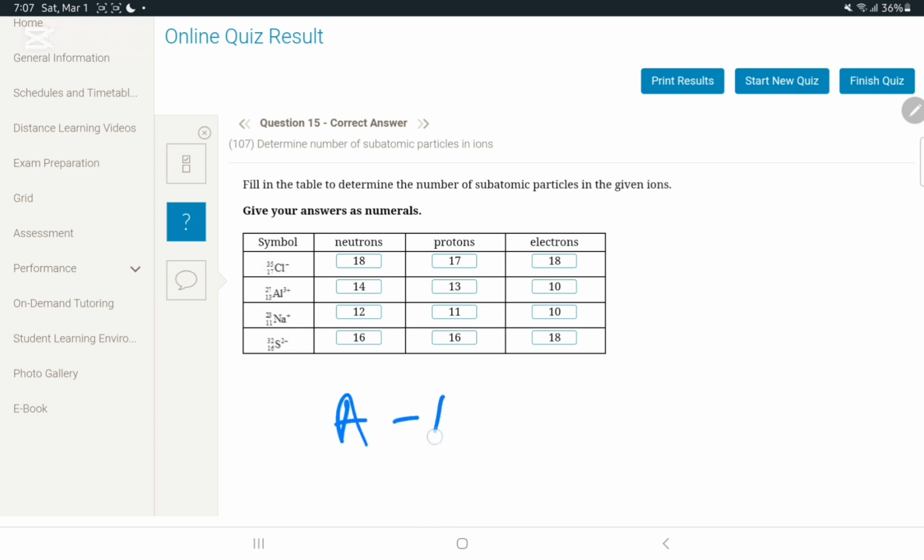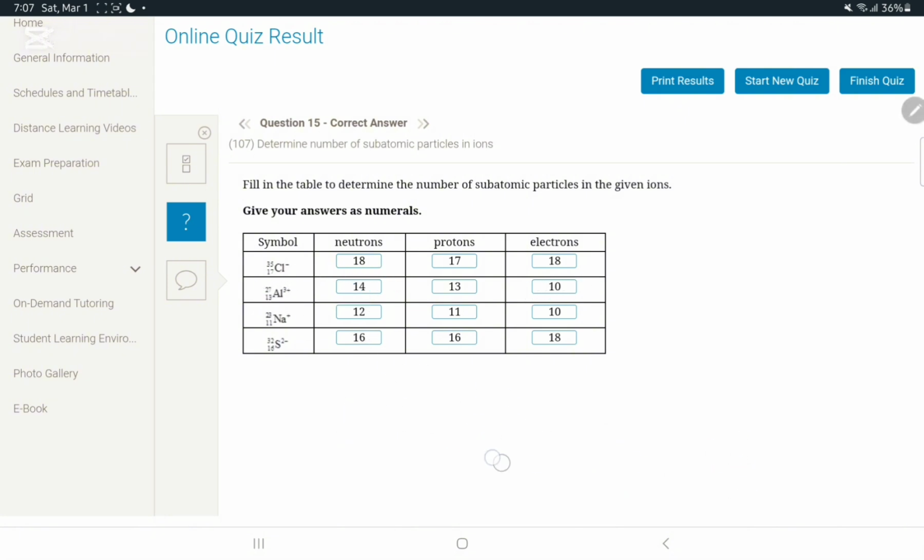Neutrons, we said it's A minus H plus. So 27 minus 13 is 14. Protons is just the atomic number, and the electrons is the protons, which is 13. But it's 3 plus. That means it lost 3 electrons, okay? 3 plus means it lost electrons. How many electrons did it lose? It lost 3. So 13 minus 3, which is 10.